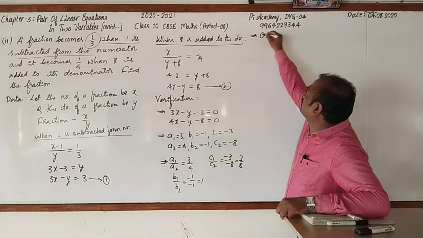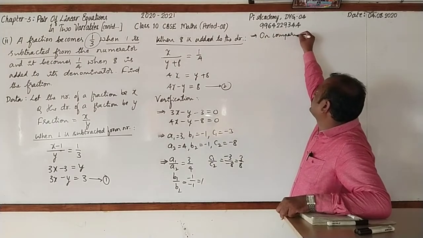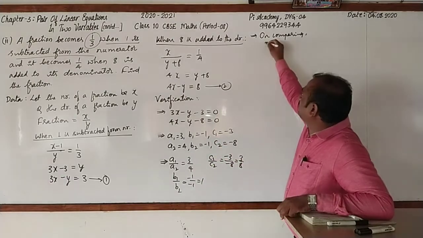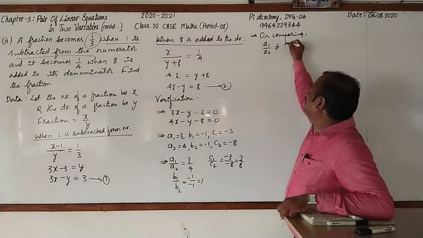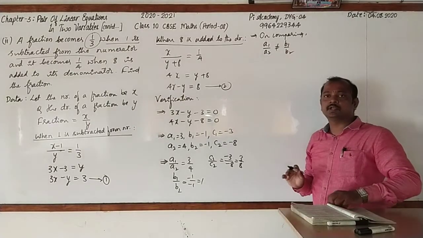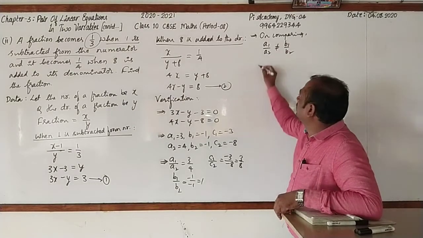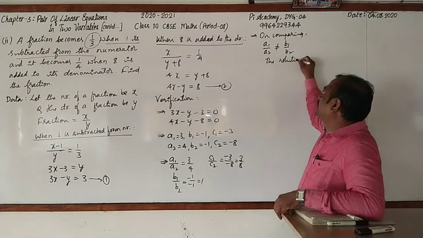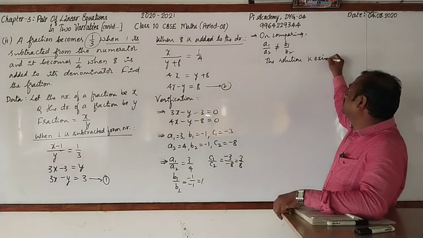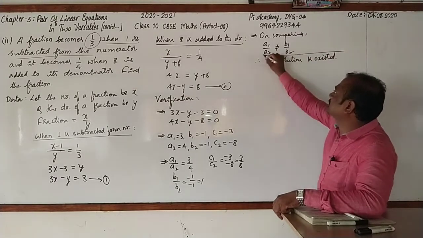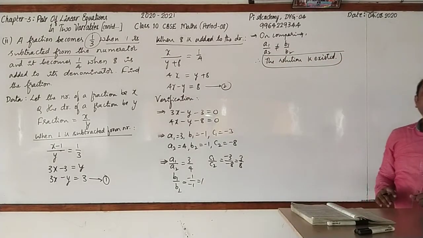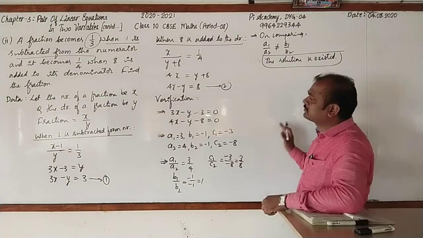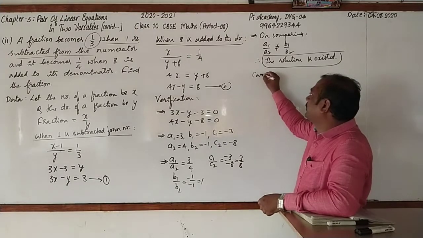Here I'll write, on comparing all the ratios, you can come to know that A1 by A2 is not equal to B1 by B2. Is it not? Now what do you say about the solution? Yes, you are right. The solution is existed. Therefore, the solution is existed. If the solution is existed, what is the next step? We have to solve it by any of the three algebraic methods. Let's go for elimination only, as it is simple one.